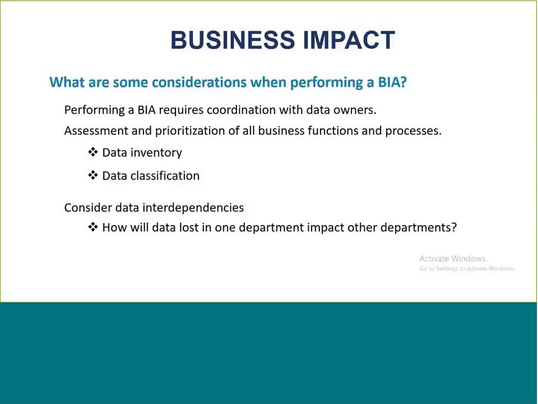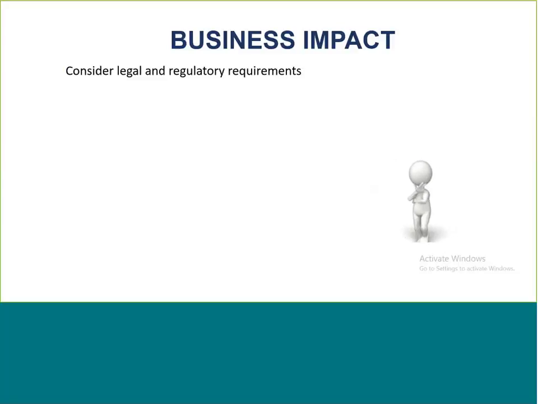So how will the data lost in one department impact other departments? We just kind of talked about that a little bit, but some of it is because the data is being fed from and transferred from one system to another. Sometimes it's just a report that one department uses, and if that report's not available, it's going to have an impact, right? So there are various interdependencies throughout the departments that are important to consider when putting together a data backup plan. So some other things to consider in the business impact analysis phase are the legal and regulatory requirements.